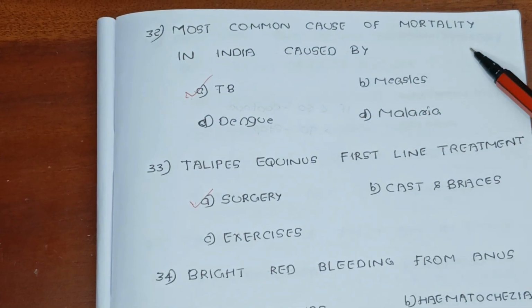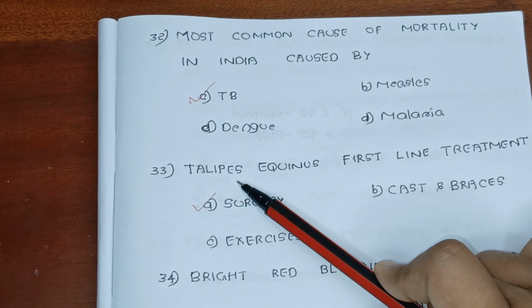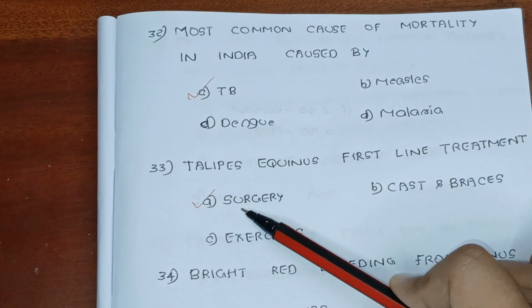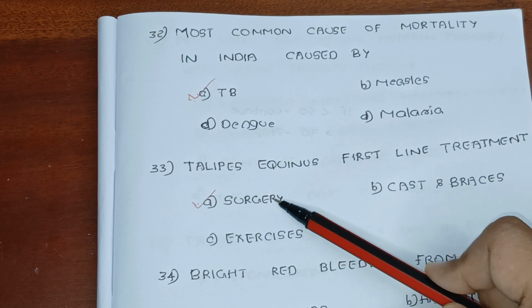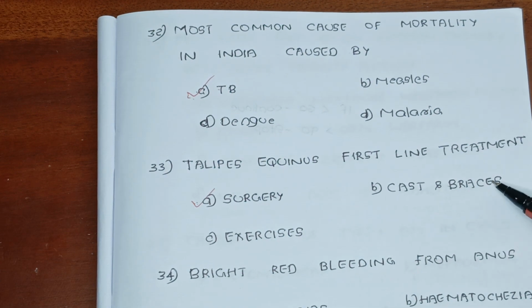Most common cause of mortality in India is caused by TB. Next question, talipes equinovarus first line treatment is option A, surgery. First line definitive management is surgery. For palliative care we can give casts and braces.